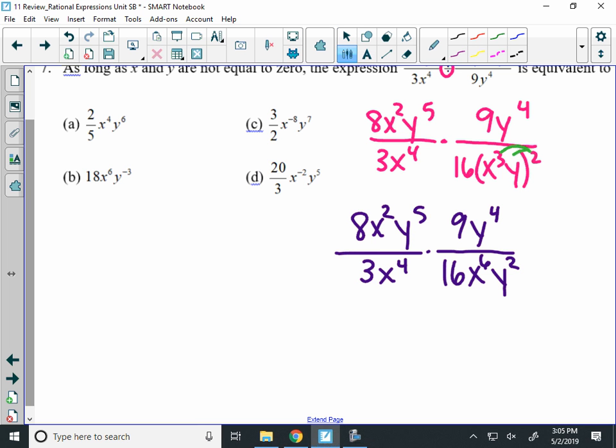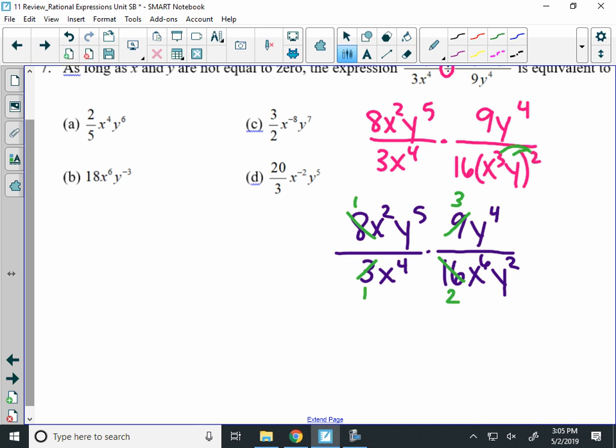I'm going to deal with the numbers first. I have 8 here and 16. Well, 8 and 16 themselves will cancel. That's 1 and a 2. Same with the 3 and the 9. I can put a 1 there and a 3 here. So I just made the numbers easier.